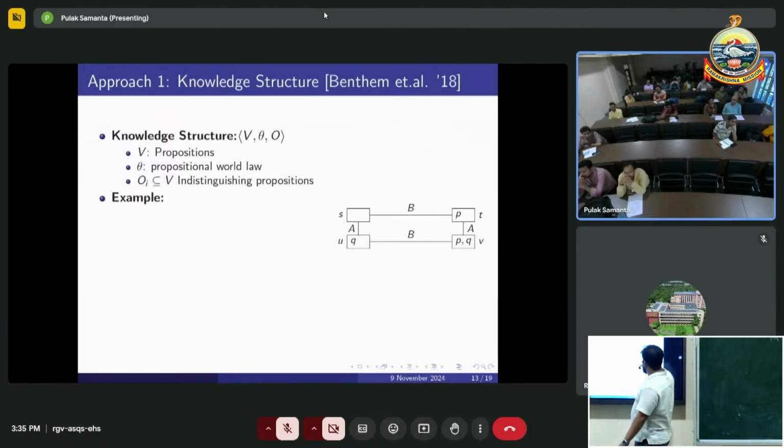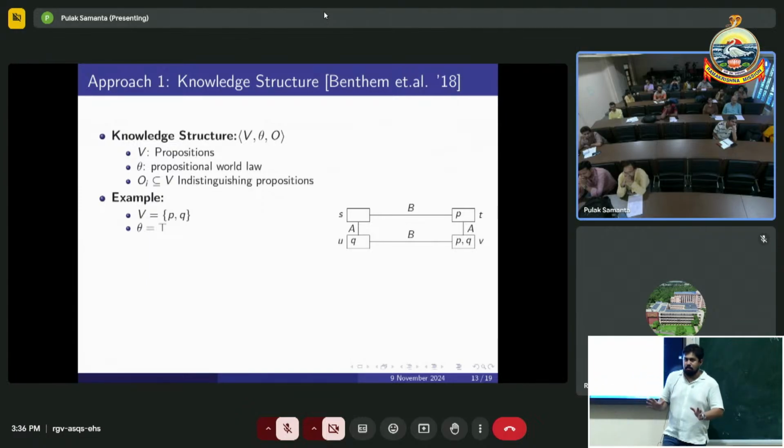Now, how do we represent this model using this knowledge structure? What will V be? V will simply be P and Q. What is theta? Given P and Q, these are the only possibilities that you can form, so theta is true, no restricting propositional formula, everything is true. Theta true is satisfied in all of these. If you wanted theta to be P, only that many possibilities would have been there. So theta is true here.